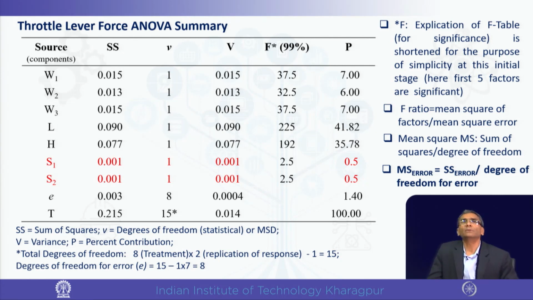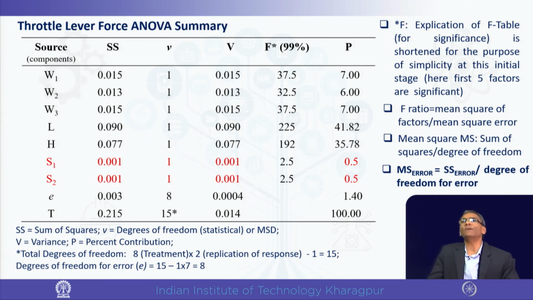Now from here we come to the percent contribution. If you see 0.215 here, and we say that is the total, and the first one is 0.015, what is the percent contribution of washer 1? It is 0.015 divided by 0.215 into 100, that is 7%. Similarly, for washer number 2 it is 6%, for washer number 3 it is 7%, whereas for lever and casing it is 41.82%, nearly 42, and nearly 36%, 35.78 to be precise. The rest are values which are not high and not significant also, and the error percent contribution is very small, that is 1.4.